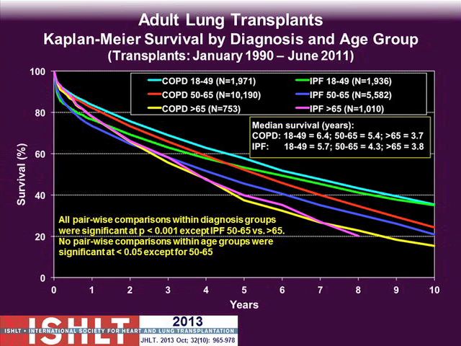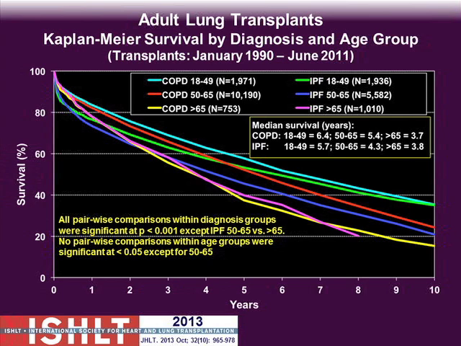This graph from, again, the International Society of Heart-Lung Registry looks at the two most common disease states for transplantation in the older individual. And those disease states are COPD and IPF. And COPD is represented by the bright yellow line. And these are COPD patients over the age of 65. And the bright pink line represents IPF patients over the age of 65. And it compares these two groups to other patients that are younger than 65 with COPD and younger patients with IPF, again, younger than 65 years old.